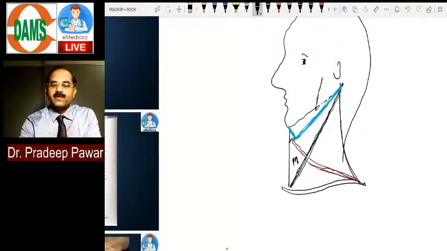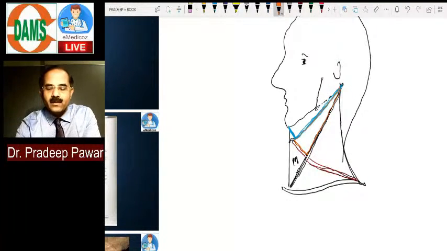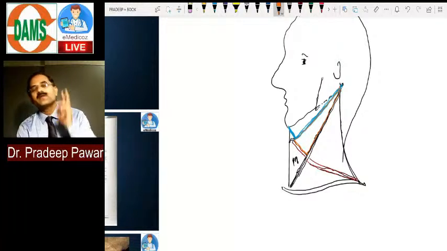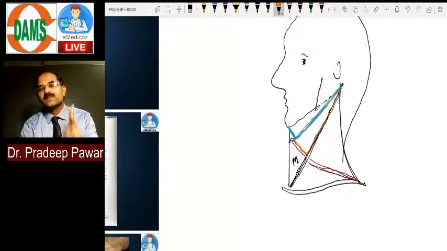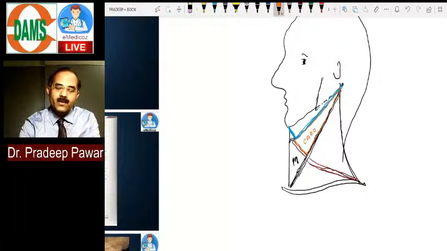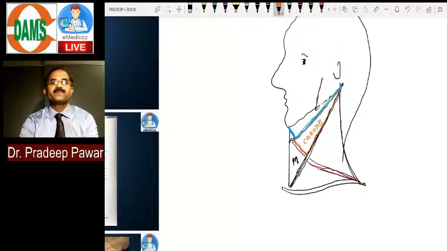I'll label this for you. Now see this triangle. This is the sternocleidomastoid, this is the superior belly of omohyoid, and this is the posterior belly of digastric. What happens in this triangle? The common carotid artery comes here and divides into two terminal branches, the external carotid and internal carotid. The external carotid gives branches to supply the head and neck. So this triangle is therefore known as the carotid triangle. What are the boundaries of this carotid triangle?